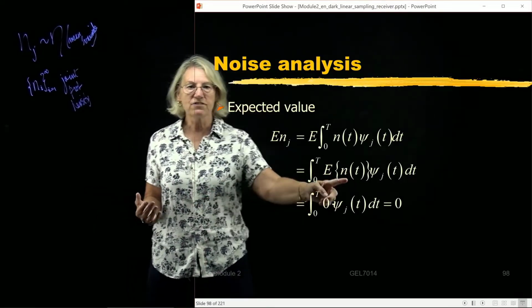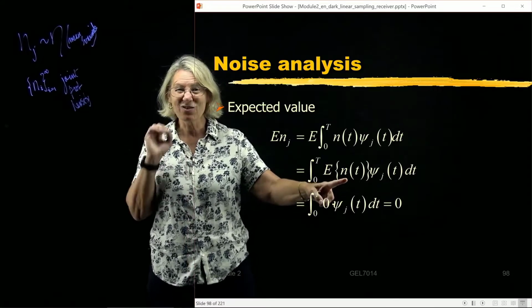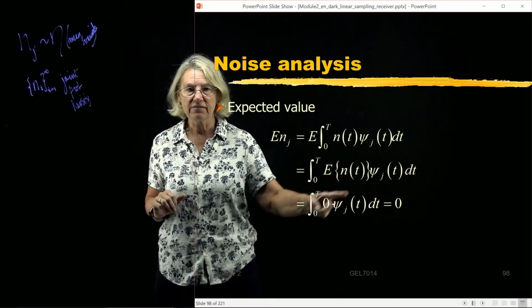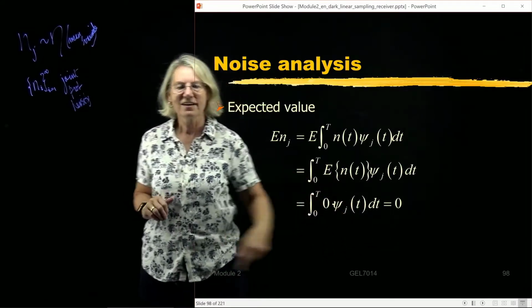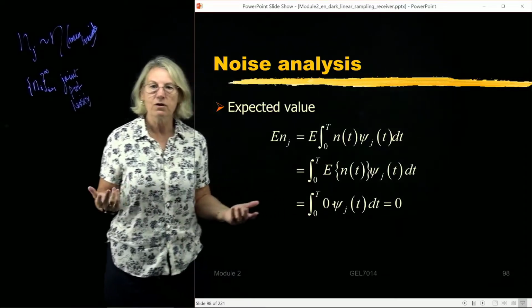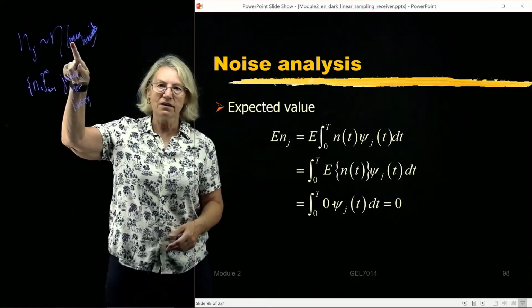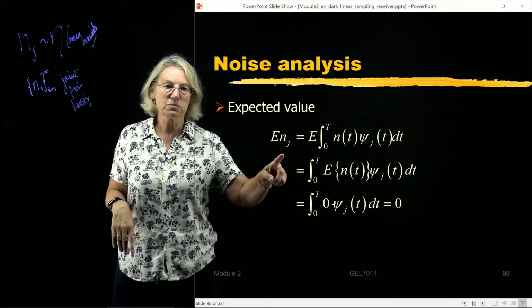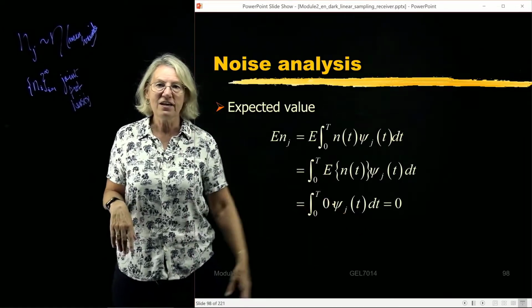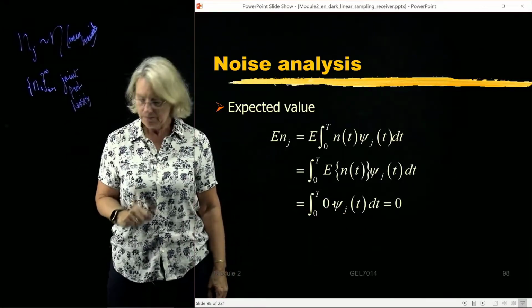But I know that n of t, the random process, is zero mean. So the expected value of n of t is 0, which just means this integral is 0, which means that the mean for all of them is 0. I didn't specify any particular j, so we know that the mean is always 0.